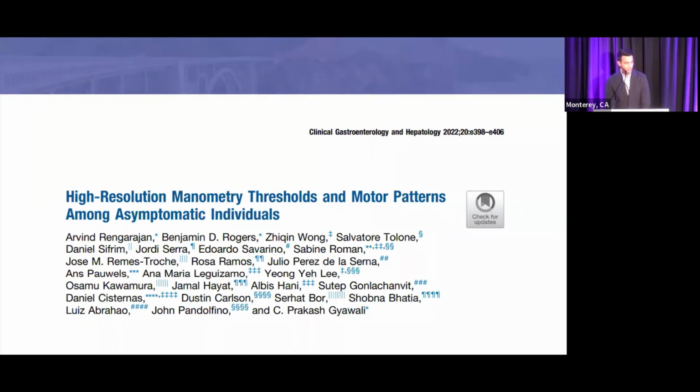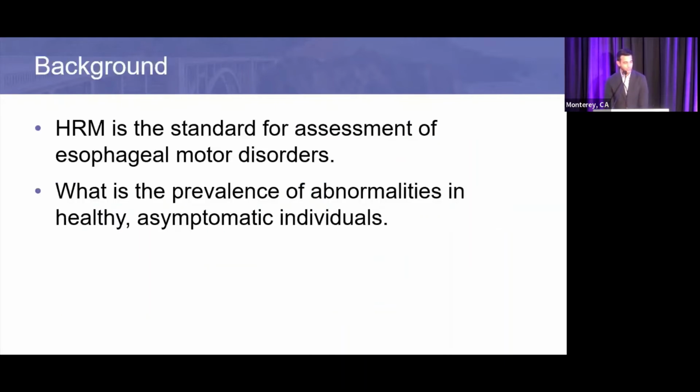So this was a multi-center study where their aim was to assess the prevalence of these abnormalities in healthy asymptomatic individuals. And I can tell you, when I was an eager young fellow and I agreed to be a healthy control on a manometry study, these are not fun studies at all. So I'm not sure how they found so many individuals.